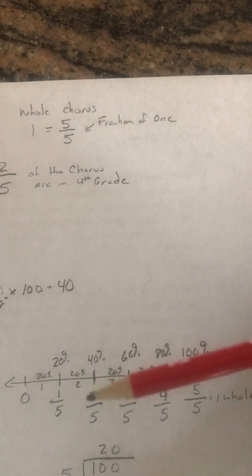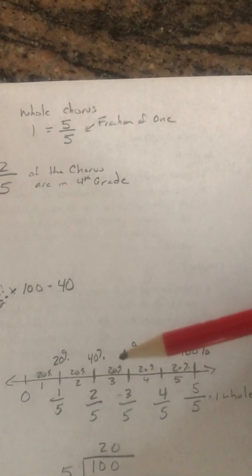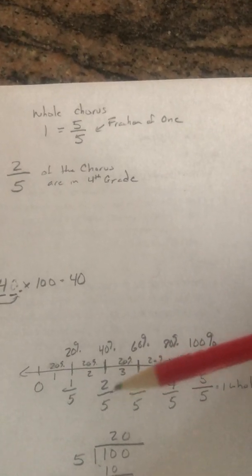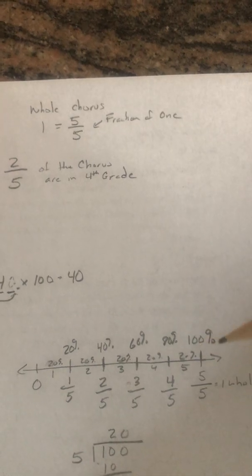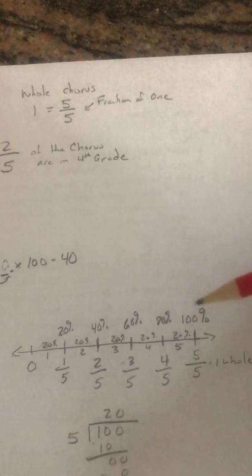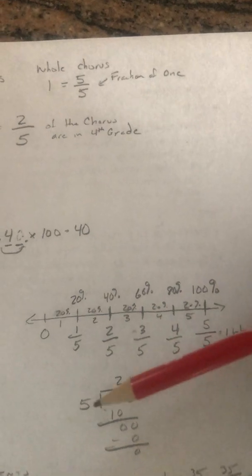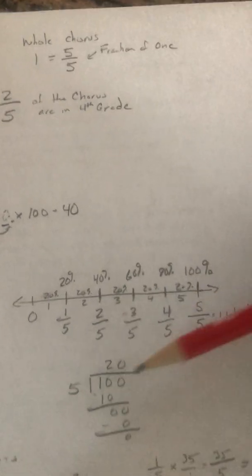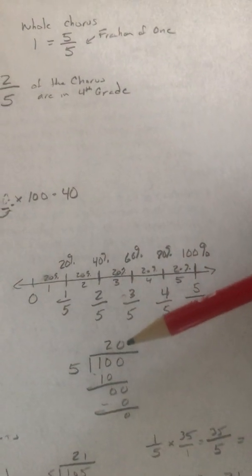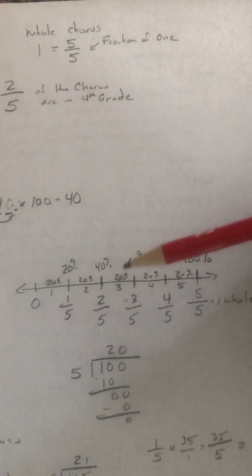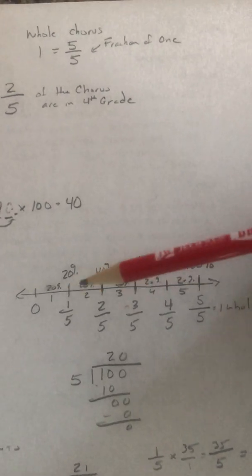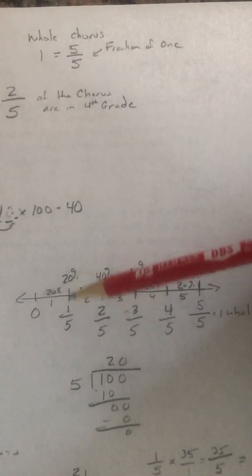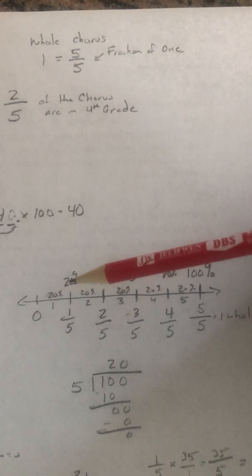Now, since I'm trying to figure out what the percent is for the amount of chorus members that are 2/5, which is here, I know that the whole is 100%. So if I take the 100% and I divide it by the 5, which is the 5 spaces I have between 0 and 1 whole, I'm going to end up with 20. So that's telling me that each of these spaces is worth 20%. So now that I know that each of those spaces is worth 20%, well, I know that this first line, which is 1/5, is 20%.